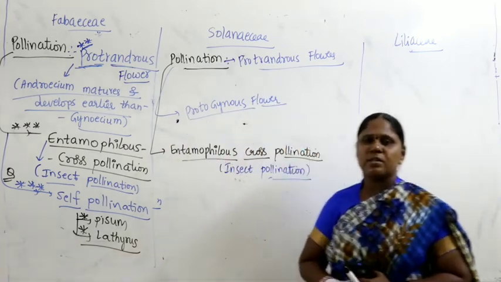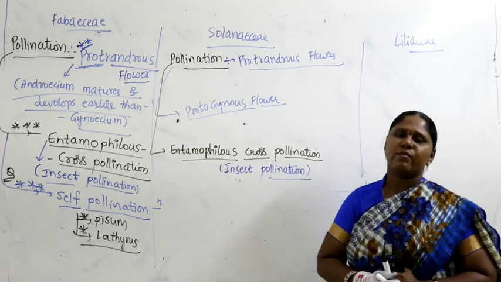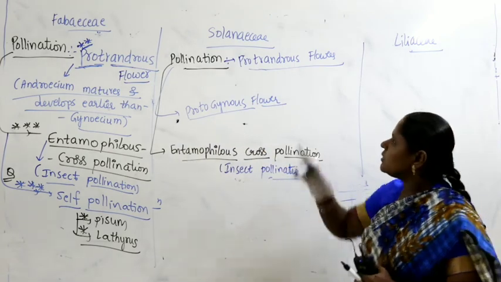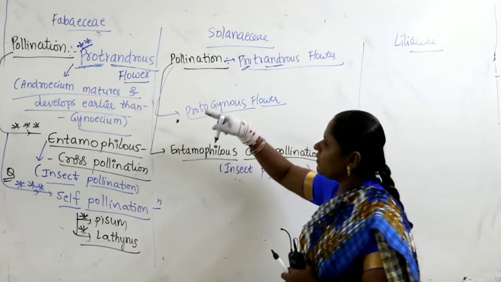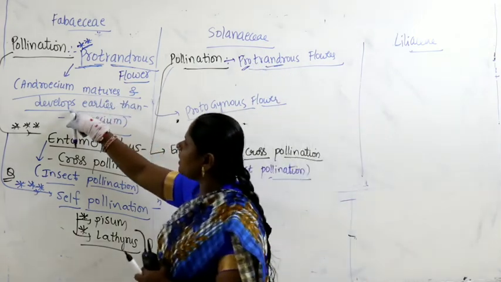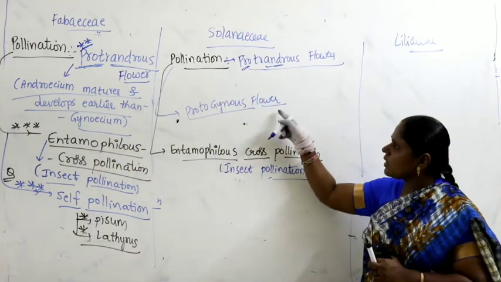Now in some members of Solanaceae you find protandrous flowers. In some members of Solanaceae we find protogynous flowers. What is protandrous? Proto means first, androus means androecium. So we already have discussed, androecium matures, develops earlier than gynoecium, that is called protandrous. And what is meant by protogynous?